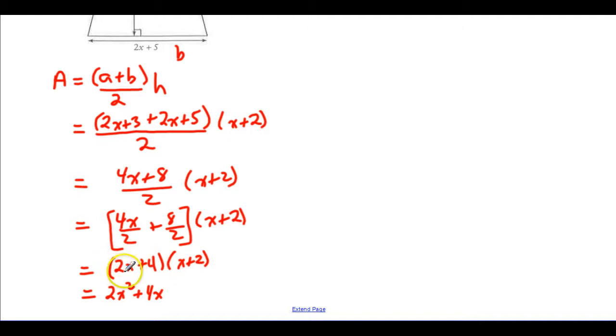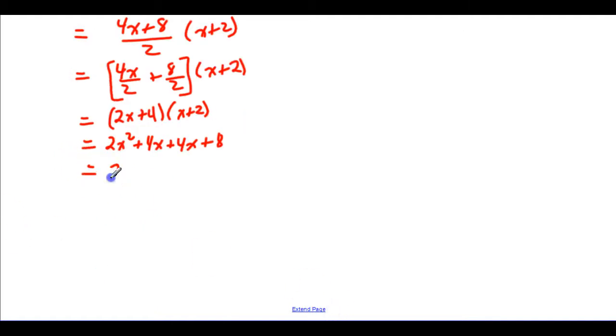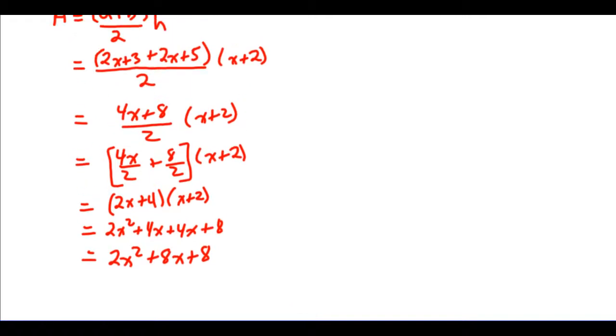If I have 2 of anything and I double that number, I now have 4 of that same thing. If I had 2 apples and you told me to double it, I would have 4 apples. If I have 2 x's and you tell me to double it, I have 4 x's. 4 times x, same sort of thing. And 4 times 2 is 8. And just the last line here, 2x squared plus 4x plus 4 more x is 8x, plus 8 on the end.